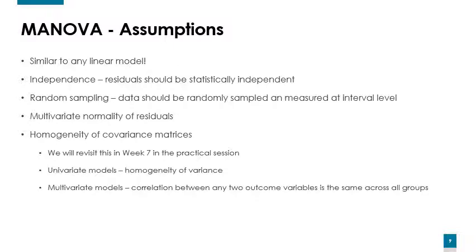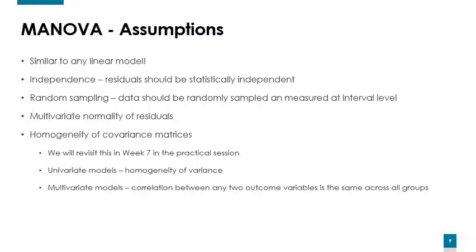Again, like its cousins across the family of linear models, most of the assumptions are very, very similar. There are some additional ones, so independence: the residuals should be statistically independent. Random sampling: we should have tried to randomly sample and have data measured at an interval level. We should have multivariate normality of residuals, and we should have homogeneity of covariance matrices. We're not going to talk about this in detail just now. We'll revisit this in week 7 in the practical session.